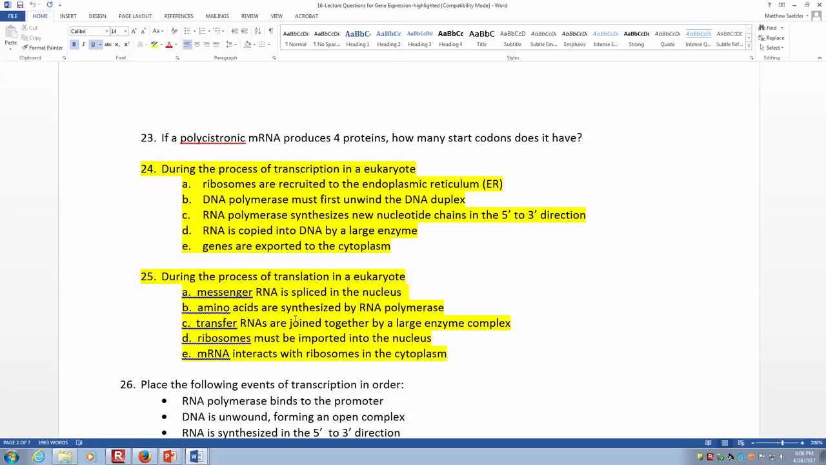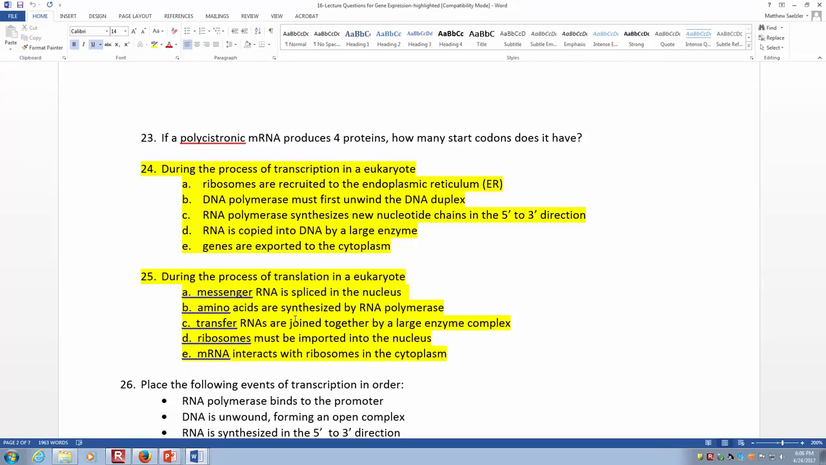Just to go through the other ones. In A, ribosomes are involved in translation, and they can be recruited to the ER in eukaryotic cells. B, DNA polymerase is involved in DNA replication. In addition to that, it also does not unwind the DNA duplex during that process. That's the job of DNA helicase.